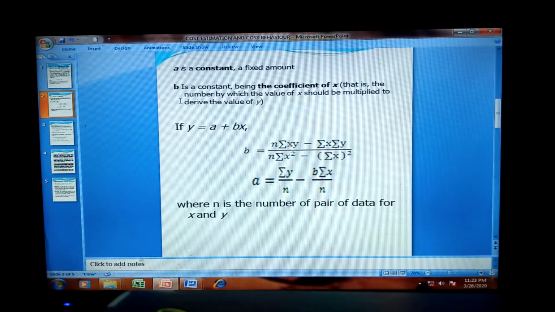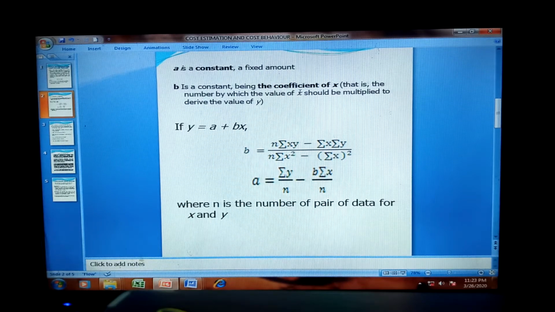Your A is a constant, and that is always a fixed amount. Then B is also a constant, that is your variable cost per unit, and that is the coefficient of x, meaning that I just need to get the value of x, and multiply that value by the value of b to come up with my variable costs.